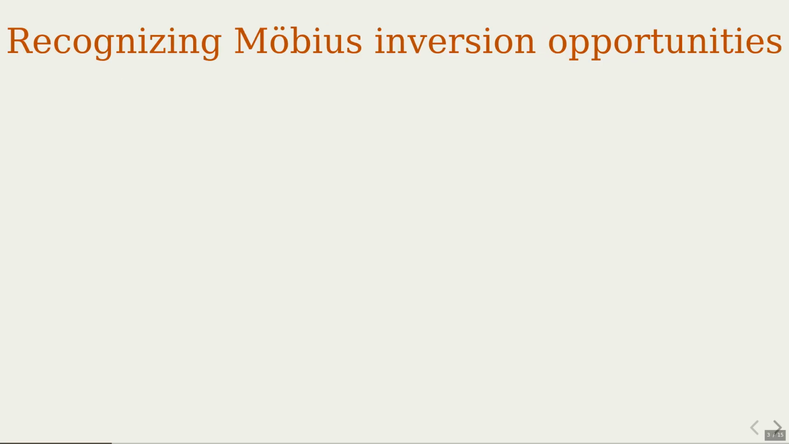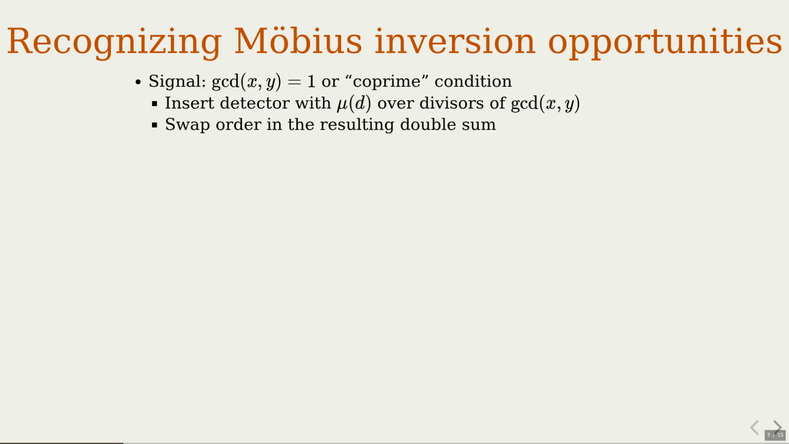Before diving into the problems, let us name the signals that tell you a Möbius trick might be hiding in a statement. That would help a lot, because in real contests I do not have time to try every technique blindly. If you see a coprime condition, that is the classic place to insert a Möbius detector over the greatest common divisor and then reverse the order of summation.